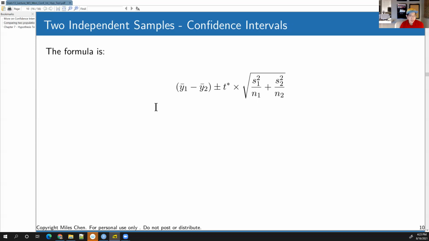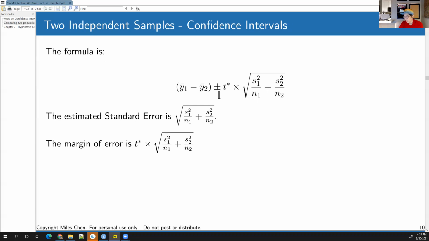And again, I think the formula is probably the easiest part of anything. You just take your summary values and plug them in, and it's a matter of being able to type this into your calculator to get the values, right? This part inside the square root is the standard error. That's our estimated standard error. It's S1 squared divided by N1 plus S2 squared, the standard deviation of sample 2 squared, divided by N2, the size of sample 2. Okay, you add those things together and you take the square root.